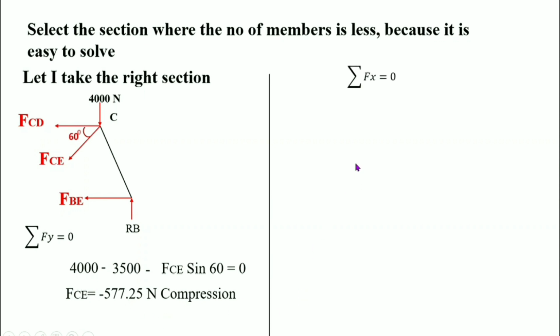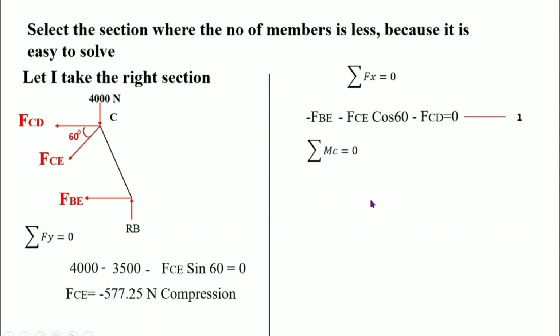Next, we want to find sigma Fx equal to 0. Total horizontal forces equal to 0. The horizontal forces in these members are FBE, FCE cos 60 and FCD. Taking the left portion as negative and the right portion as positive, FBE is acting to the left of the portion, so FBE is negative, minus FCE cos 60 minus FCD is equal to 0. Take this as equation number 1.